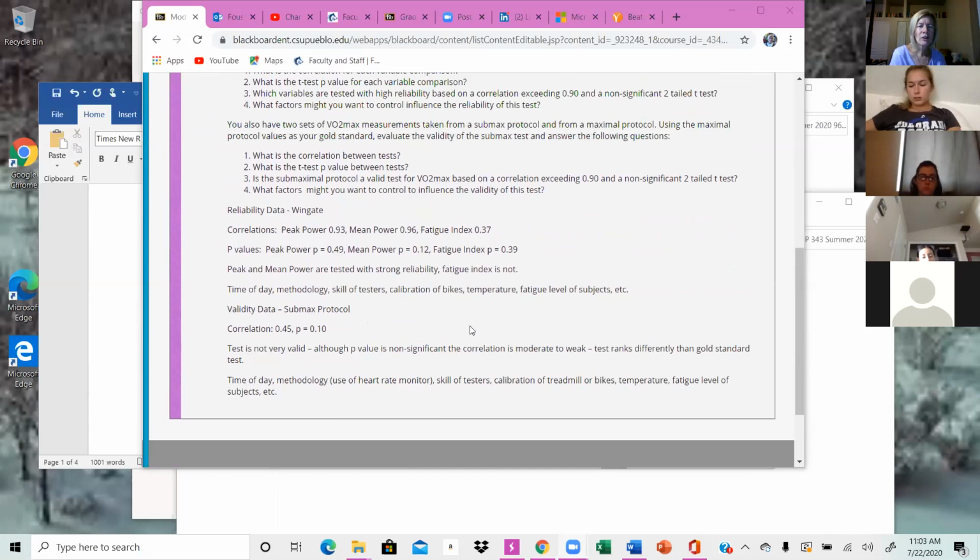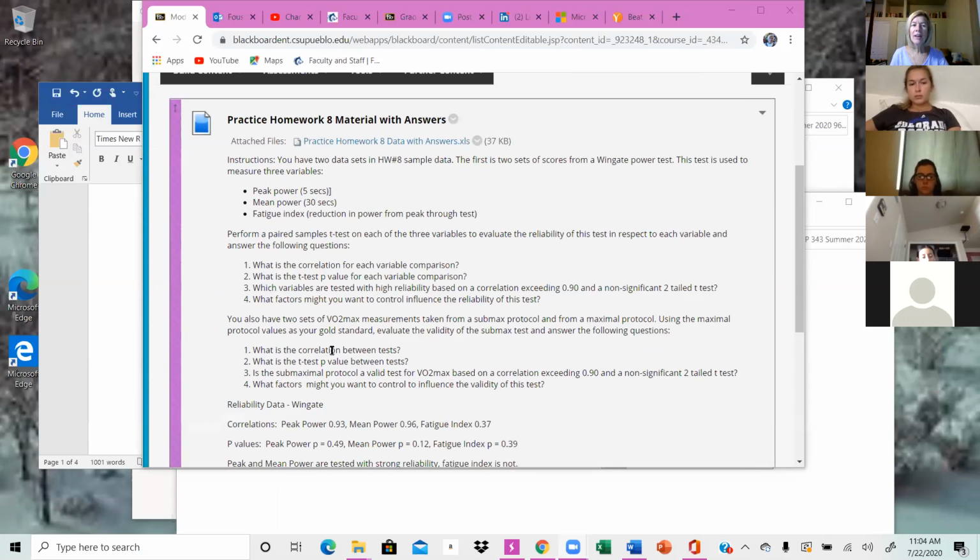Okay, so when we're looking at reliability data, we're going to look at the Wingate, those 3 measures. We're going to do a test retest on it using the dependent t-test because we have 1 group, 2 measures, okay? And then the second analysis we're going to do for the validity test is that comparison of the gold standard against the substandard test, okay? So that's what we're doing today.